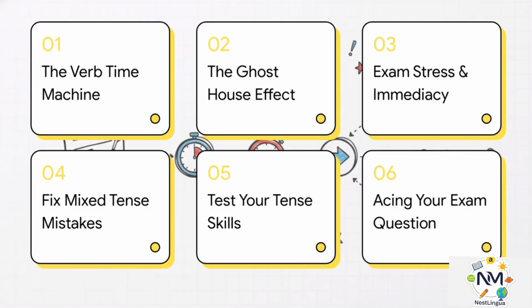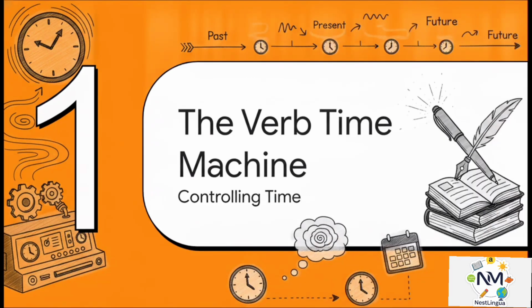Here's our game plan for today. First up, the verb time machine. Then, the ghost house effect, followed by exam stress and immediacy. After that, we'll look at fixing mixed tense mistakes, move on to test your tense skills, and finally, acing your exam question.